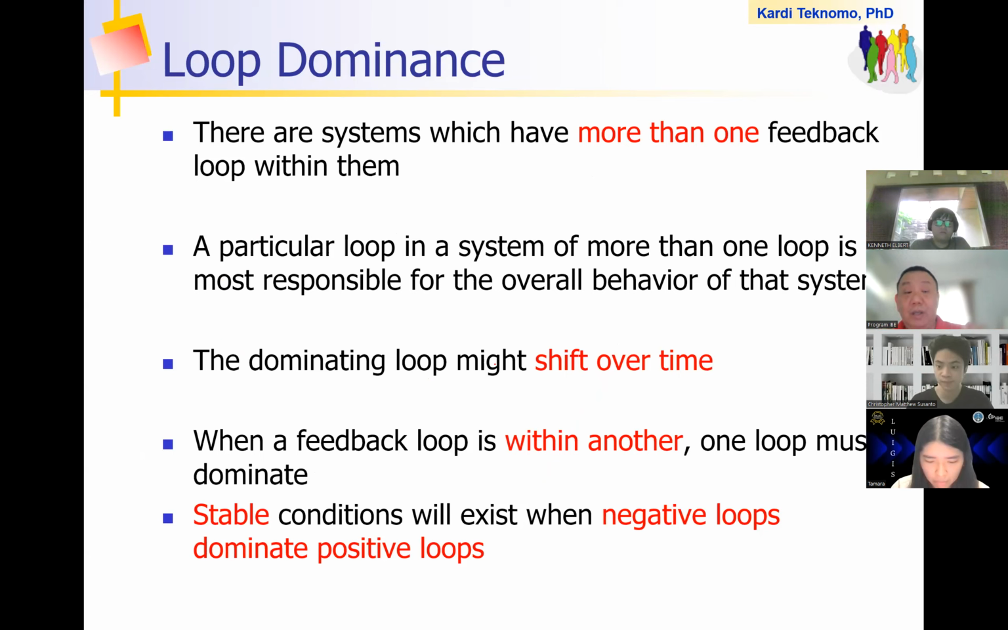Okay. So of course, when you have more than one feedback loop within the system, then the value matters. Which one is bigger? The negative feedback loop or the positive feedback loop? The dominant loop will eventually create the behavior of the overall system. So, of course, a stable condition will exist when the negative feedback loop dominates the positive loop.